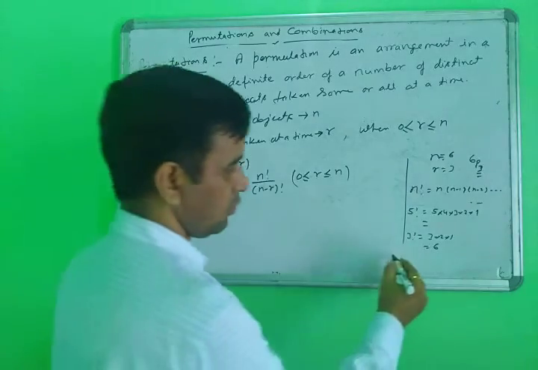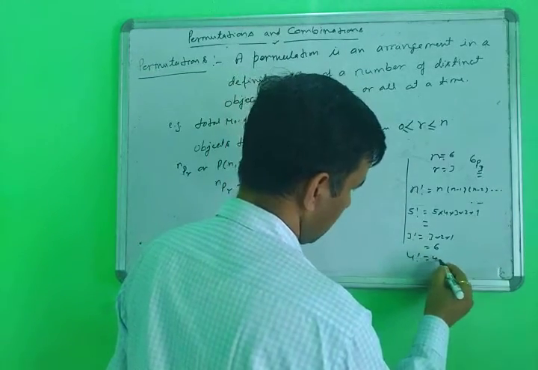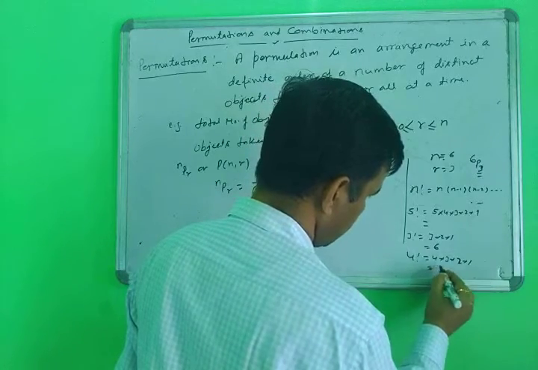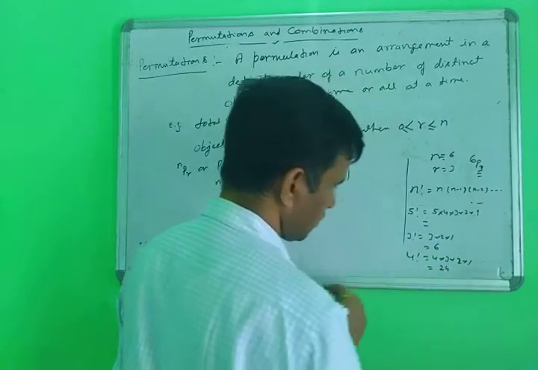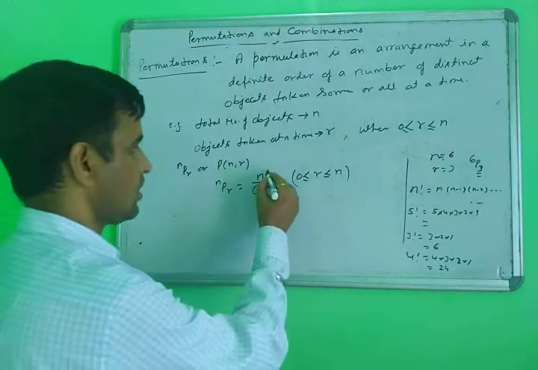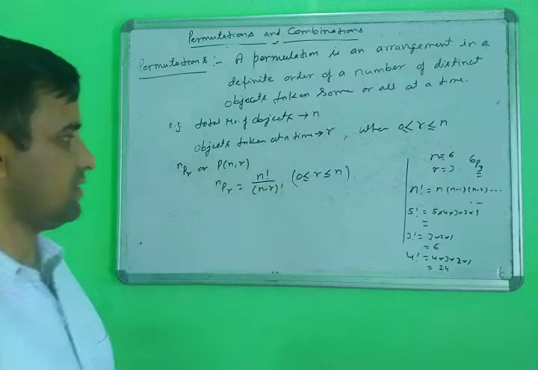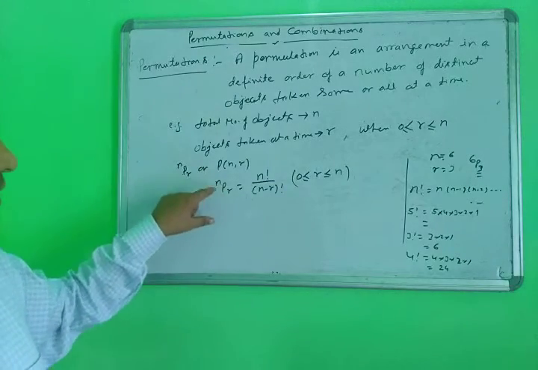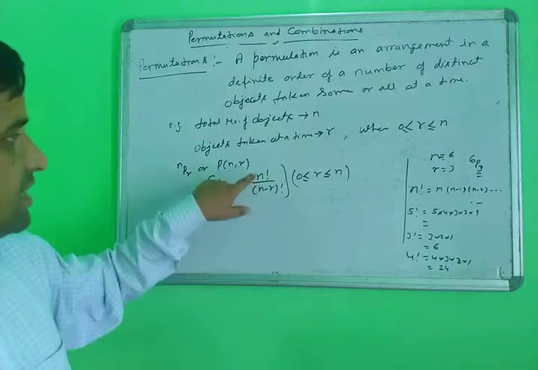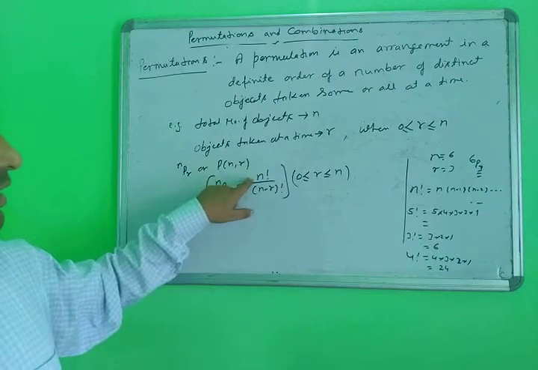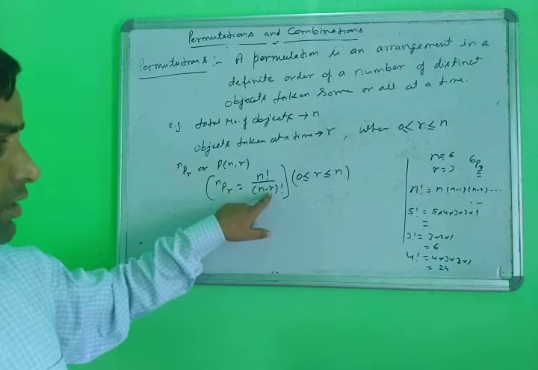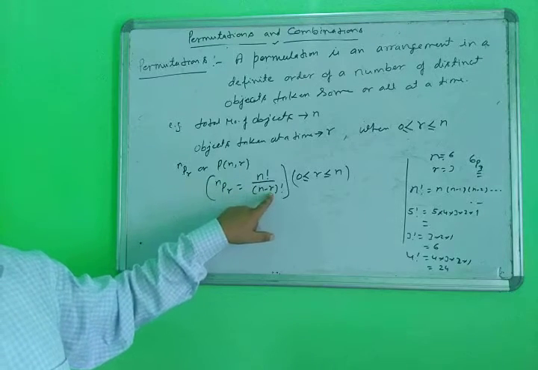Similarly, factorial 4 is 4 into 3 into 2 into 1. 4 times 3 is 12, times 2 is 24. This is the meaning of factorial 4. So the meaning of factorial is that you go in descending order by 1. So this is the identity of r, when different kinds of objects, the number of objects you are taking in a word, in a group, is r objects.